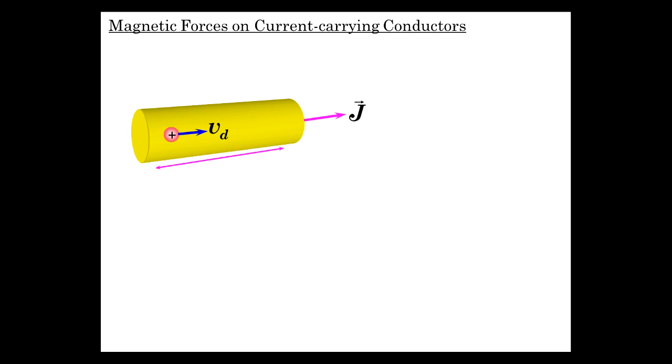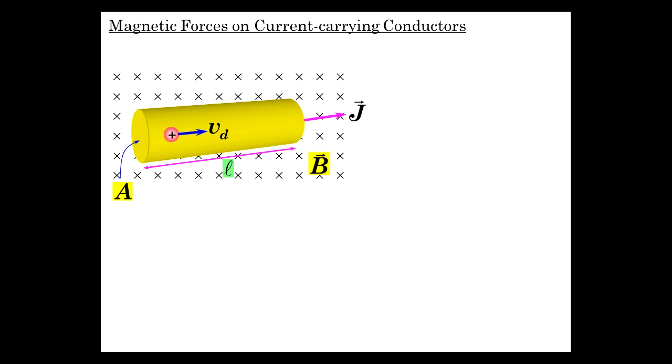Well, we've discussed magnetic forces on moving charges. Now let's consider current. Current is really moving charges, isn't it? So you're going to see there's a close parallel here. We have a segment of wire, drift velocity VD, length L, cross-sectional area A, current density J. Let's immerse that in a magnetic field.